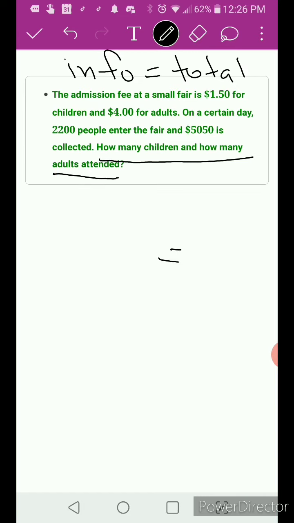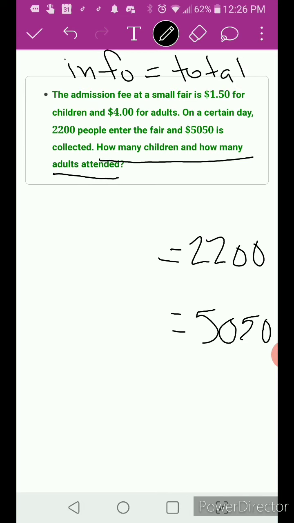So I'm going to have equals because we're doing a system of equations. And if you can't figure out what the theme is, look at your totals. So if I have 2,200 people, that's a total. Typically, your biggest number is going to be a total. And my other total was 5,050. Well, what is the 5,050 relating to? The 5,050 is relating to money, right? We see this dollar sign, don't we? So this must be my money equation.